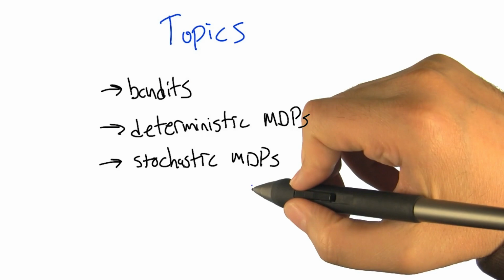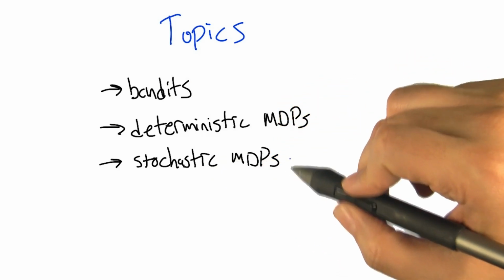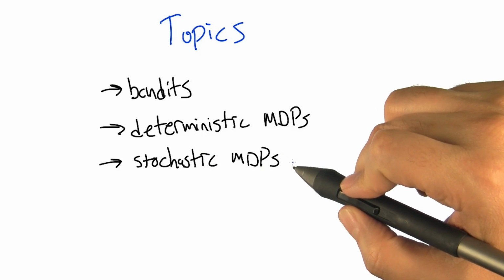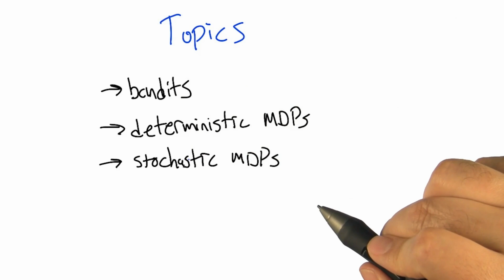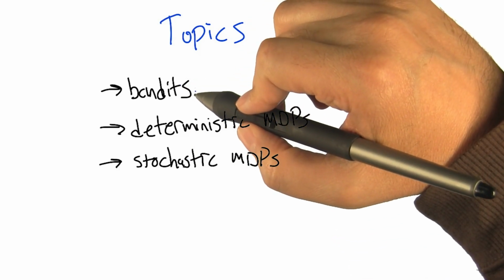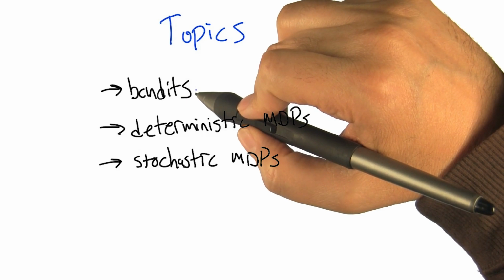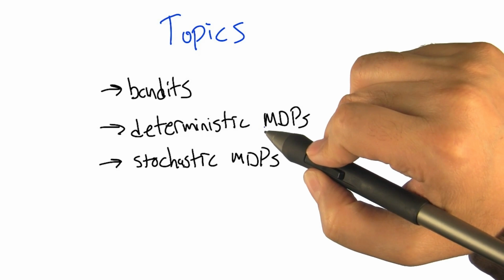So ultimately, we're going to work our way up to regular old stochastic MDPs and what it means to do exploration and learning in those settings. But by way of warm-up, we're going to look at two other classes that illustrate other aspects of it. We're going to talk about bandits that don't have any state transitions at all. Okay. And we're going to talk about deterministic MDPs, which have state transitions but don't have any stochasticity at all.